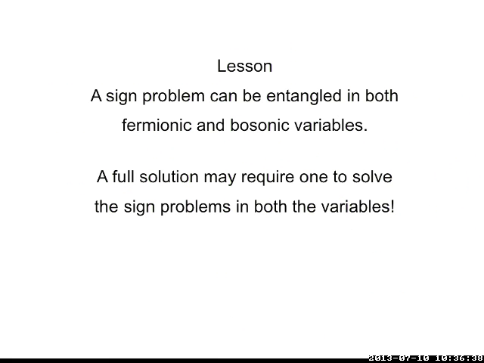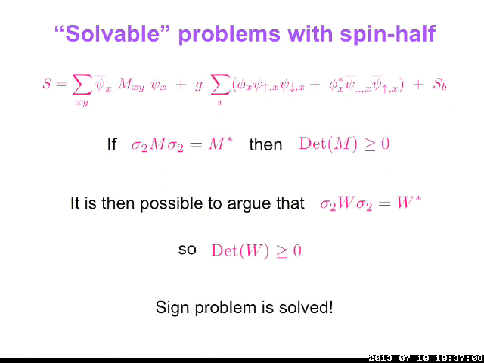So the lesson that I learned from this is that the sign problem could actually be entangled in both fermionic and bosonic variables. Remember, I assumed that the bosonic thing was solvable, and then I had to think about interesting ways to solve the fermion sign problem. Both need to be thought about, and a full solution may require one to solve both types of problems. Often the problem is that maybe you don't know the right variables to write down the bosonic theory in, and that could be one of the ways of thinking about the sign problem.